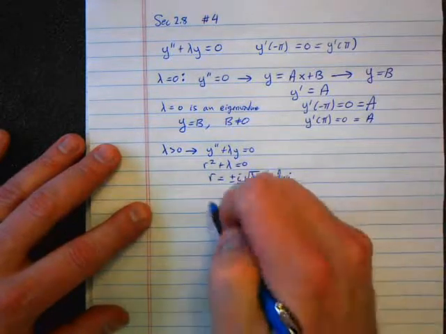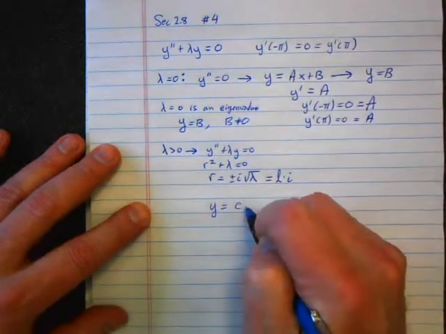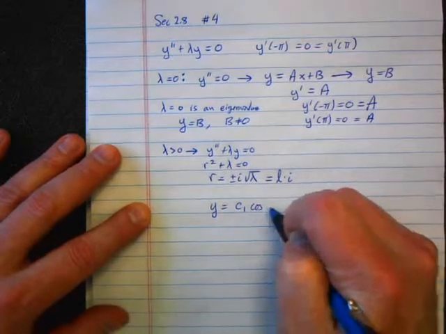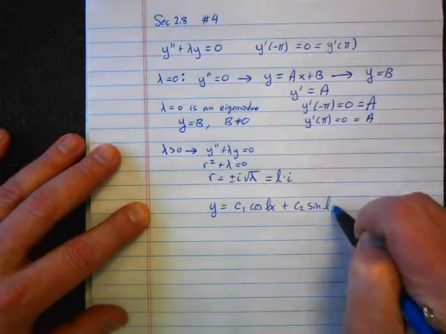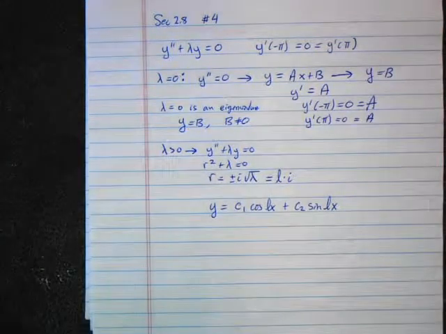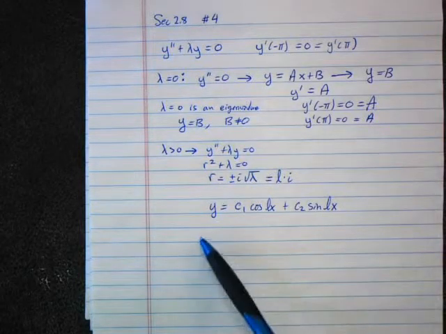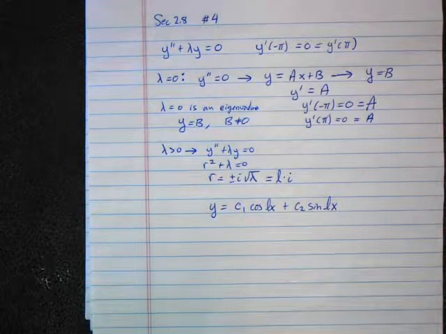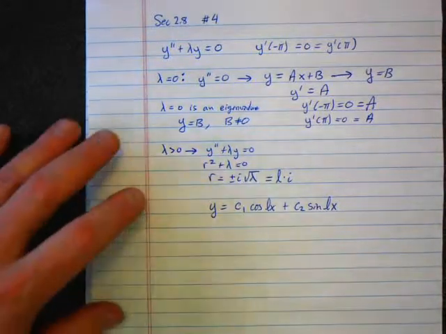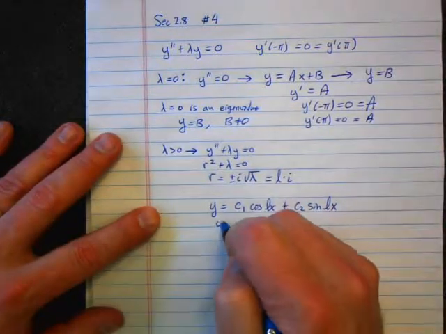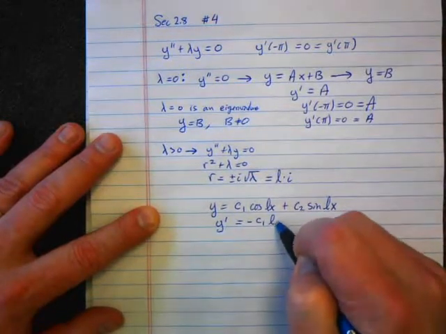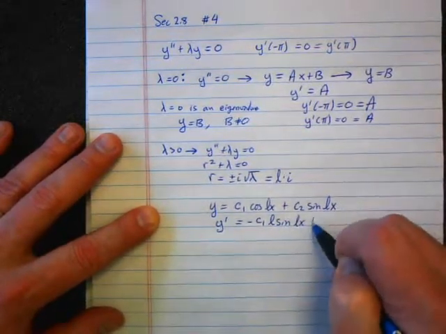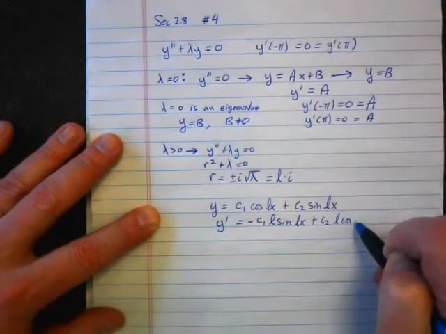So this means my solution would be y equals C1 cosine Lx plus C2 sine Lx. And this is why I didn't want to write square root of lambda, because the next thing I have to do is take derivatives, which means I'd have a whole bunch more square root of lambdas. It just gets to be a pain in the neck to write. Let's just call it L. Okay, so I take my derivative so I can plug in my initial conditions. y prime is negative C1 times L sine Lx plus C2 times L cosine Lx.